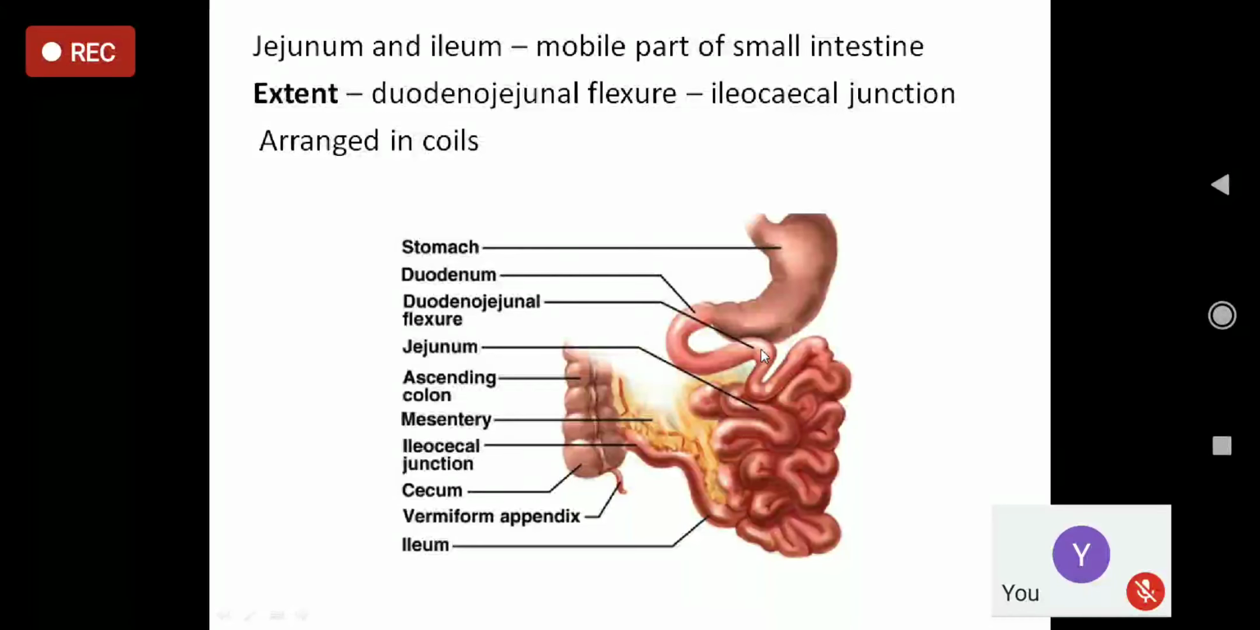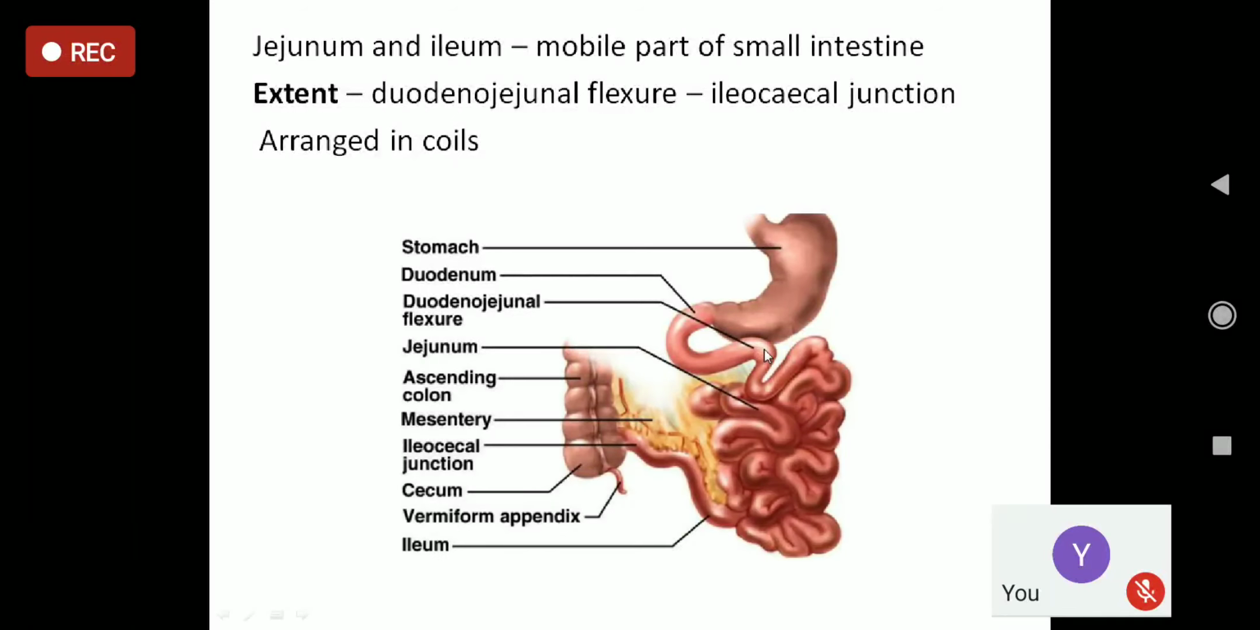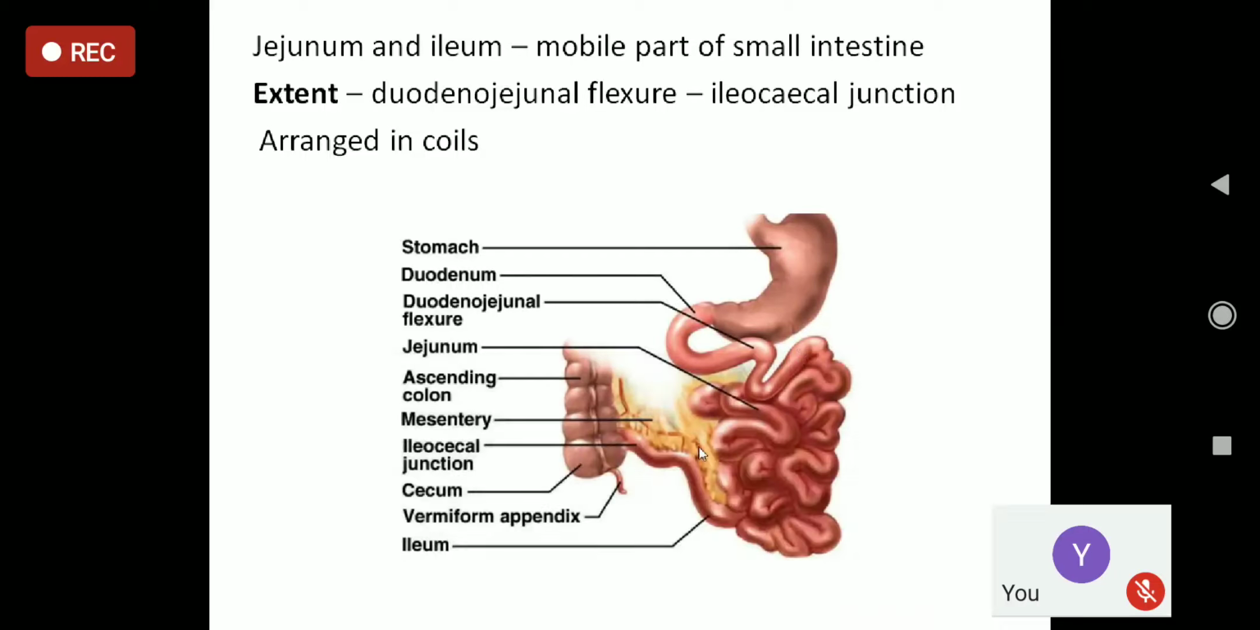Starts from here, duodenojejunal flexure. So this flexure is known as the duodenojejunal flexure, which is the junction of the duodenum and the jejunum. The jejunum and the ileum are the mobile parts of the small intestine. When you ask the extent of the jejunum and the ileum, it starts from the duodenojejunal flexure up to the ileocecal junction.